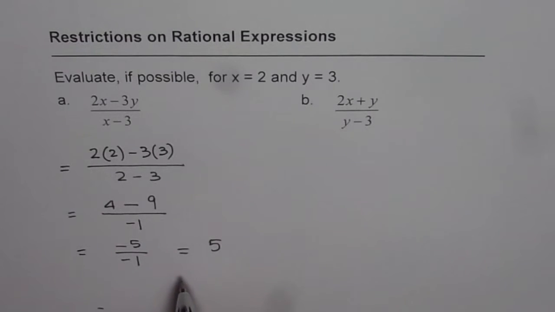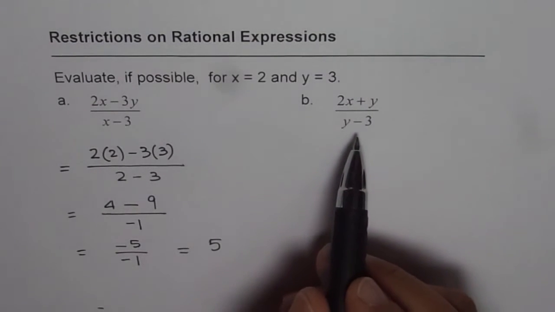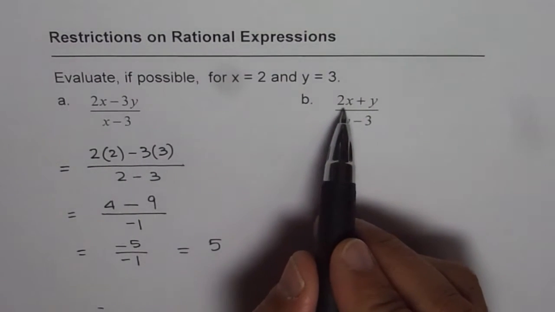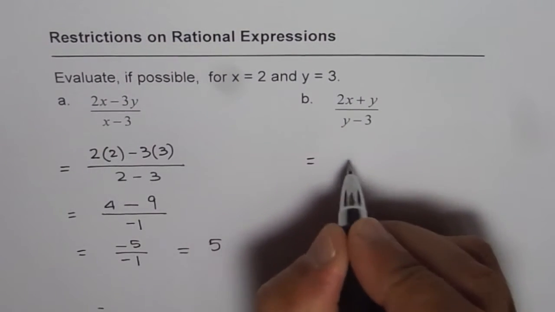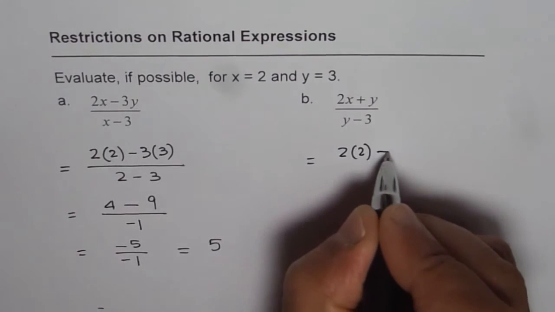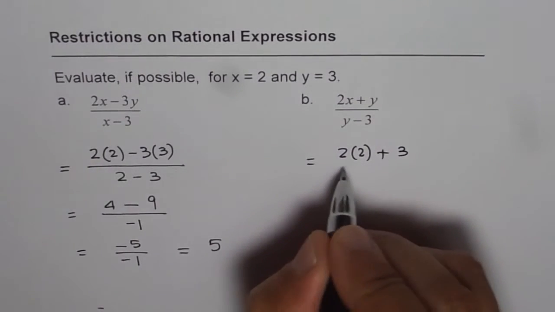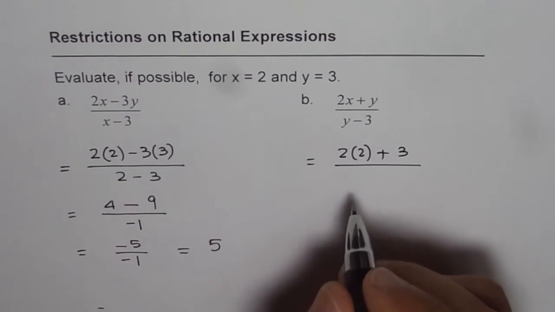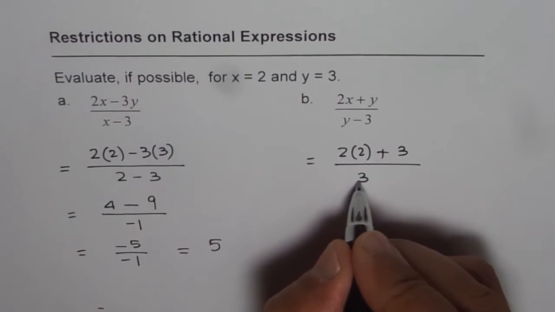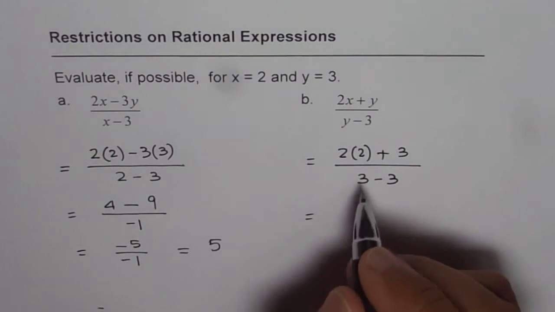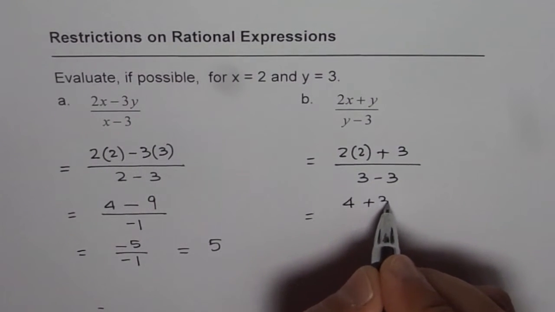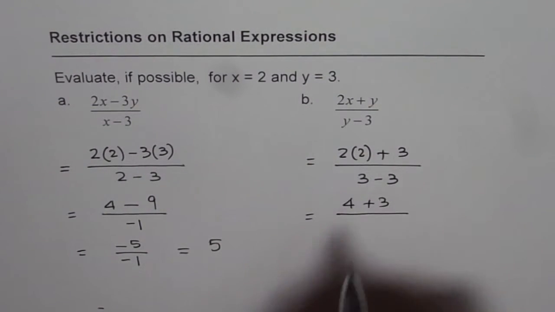Now let's try to figure out the value for the second expression. It is 2 times x plus y. X is equal to 2, so the numerator will be 2 times 2 plus the y value, which is 3. Let's substitute the y value in the denominator, which is 3, so 3 minus 3. So what we get is 2 times 2 is 4, plus 3, divided by 3 minus 3. Now 3 minus 3 is 0.